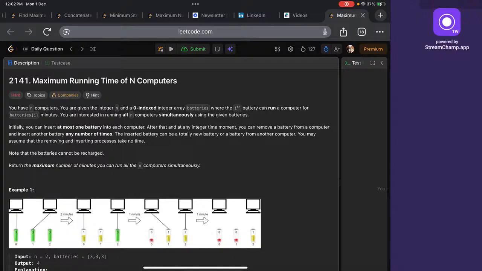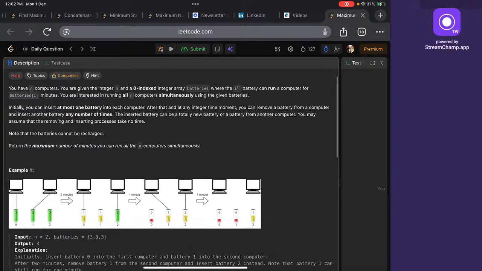Okay, so let's read the problem statement. You have n computers. You are given the integer n, which denotes the number of computers, and a zero-indexed integer array batteries, where the ith battery can run a computer for batteries[i] minutes. You are interested in running all n computers simultaneously using the given batteries. So I want to run all the n computers simultaneously by plugging in the batteries, and each battery will run for exactly batteries[i] minutes.